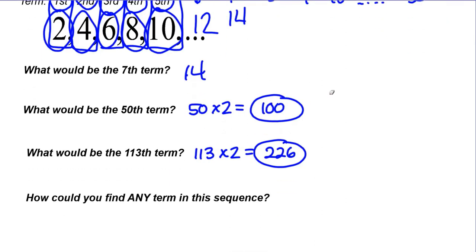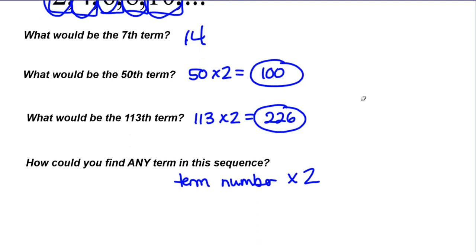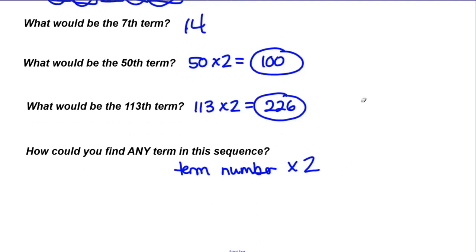So here we want to generalize this. How could you find any term in this sequence? Here we found the 7th, the 50th, the 113th. What if I wanted just a general rule to find any term in this sequence? What would you tell somebody? Well, to find any term in this sequence, what we've been doing is taking the term number and multiplying it by 2, right? Take the term number times 2.